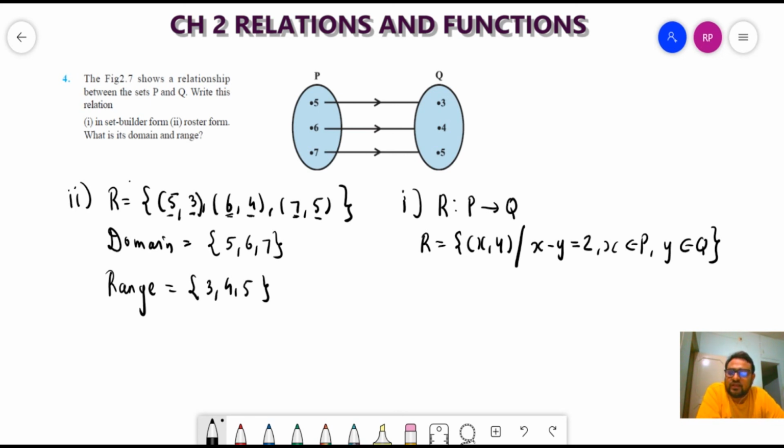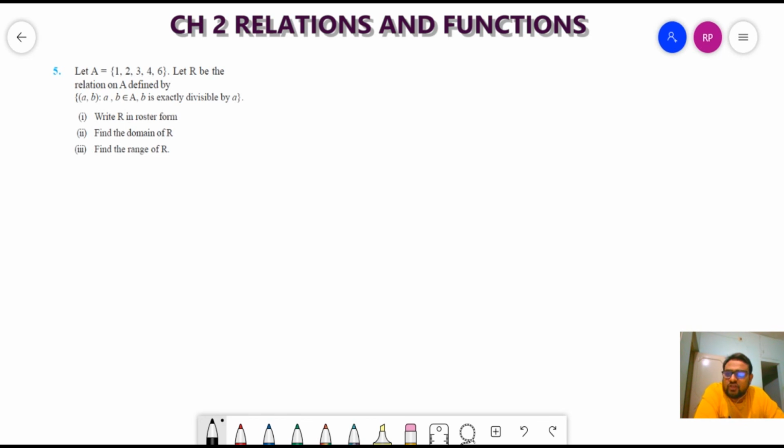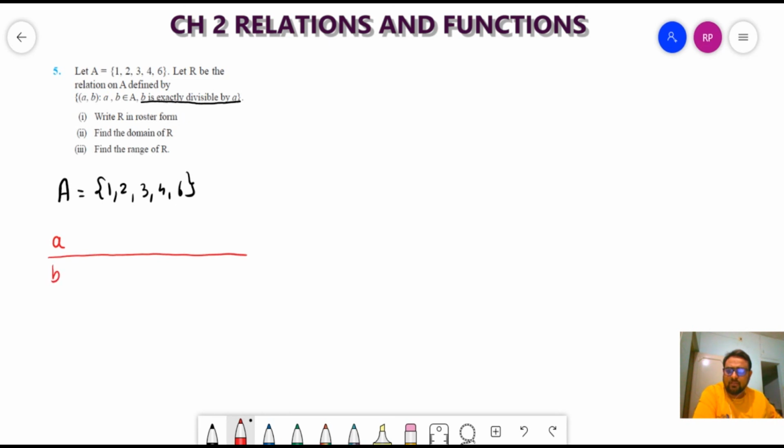Now let's move to the next question, question number 5. Set A is given here: 1, 2, 3, 4 and 6. And the relation is such that (A, B) where B is exactly divisible by A. In short, B is a multiple of A, right? So I take two values here, A and B. What values can I take? A is 1, 2, 3, 4, 6.